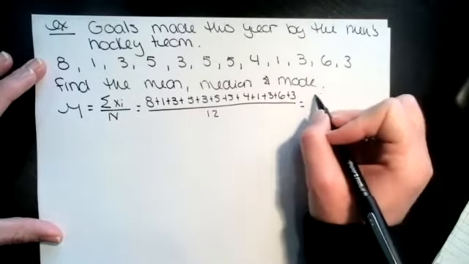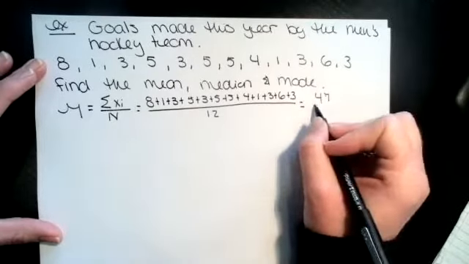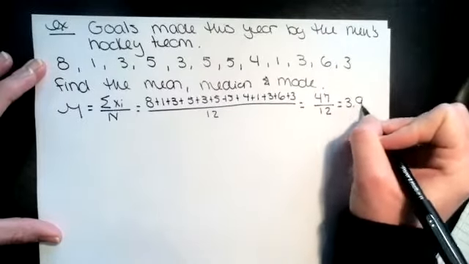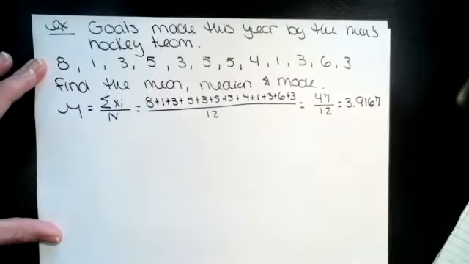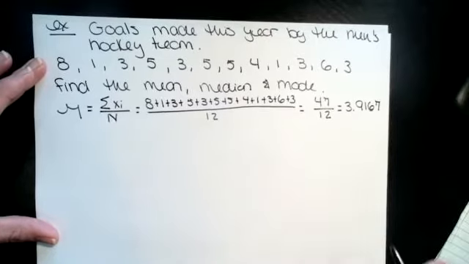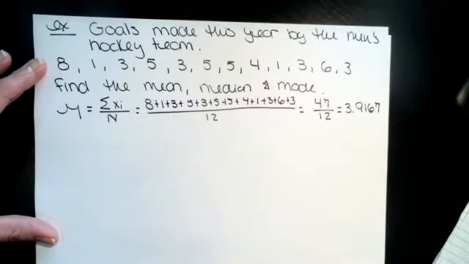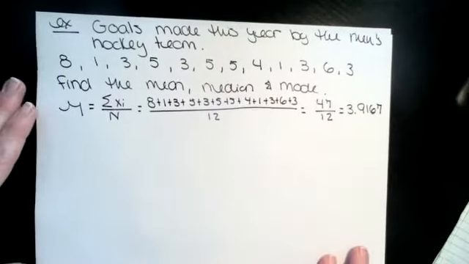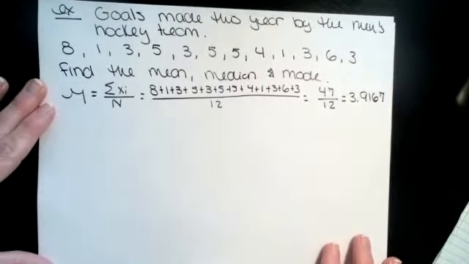So here I got 47, and we divide it by 12, and we come up with 3.9167. And for the average, I'm actually going to leave it like that. I'm not going to round to 4. I'm not going to round to a whole number, although I know you can't really make 3.9 goals. It's still just our average, so I'm going to leave it as is. Okay, so that is the mean.